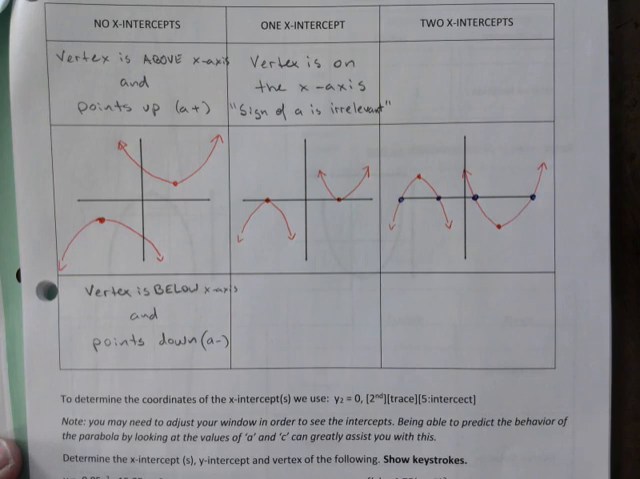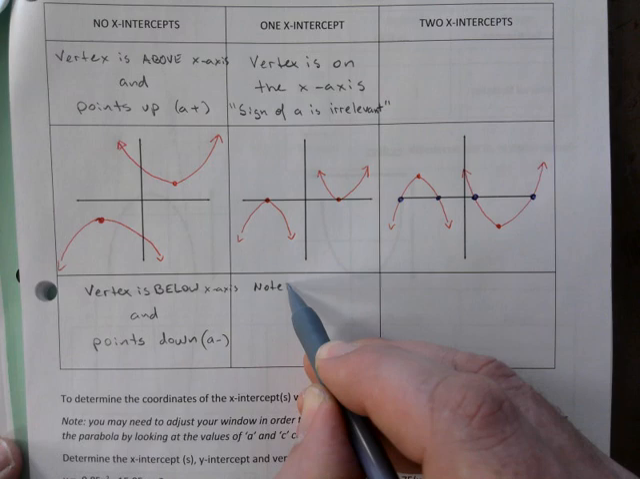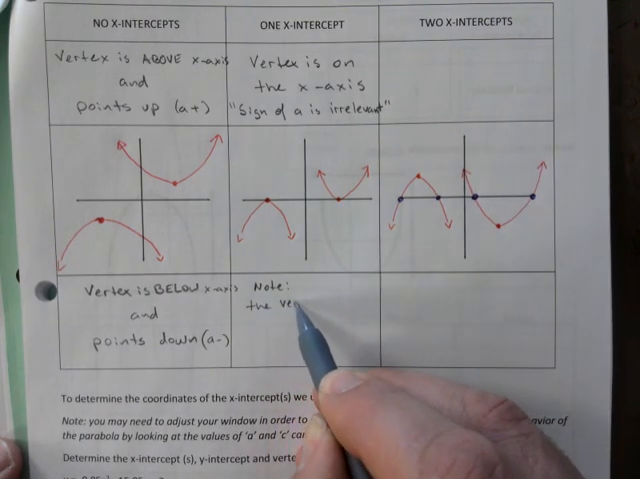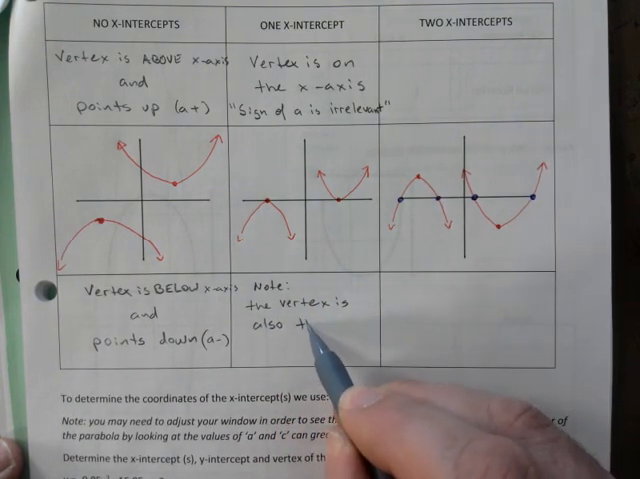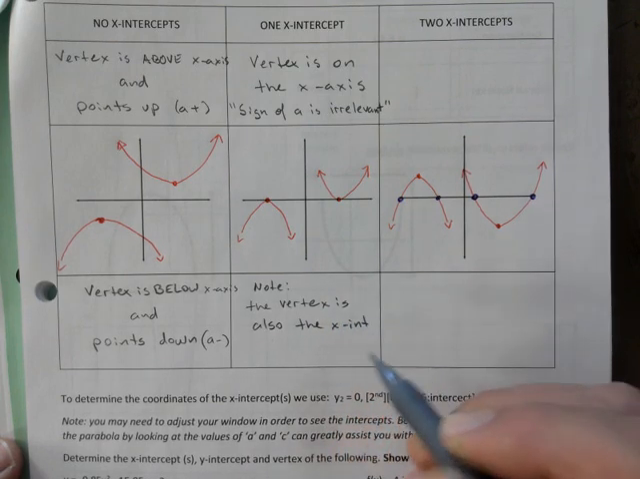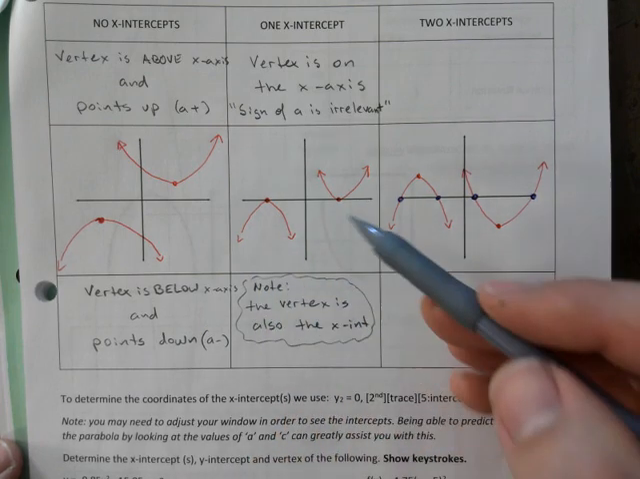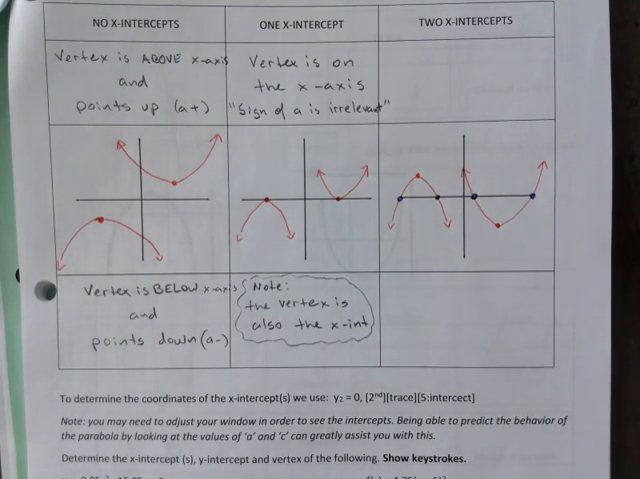I will say this on the bottom here. I'll just make a note. The vertex is also the x-intercept. Right? That's a big note here. I'm just going to put that in like a cloud. In this case, your vertex is also your x-intercept, right? So it's two things. And you'll see sometimes that there's an overlap, that one of the intercepts happens to be a key characteristic of the parabola as well.